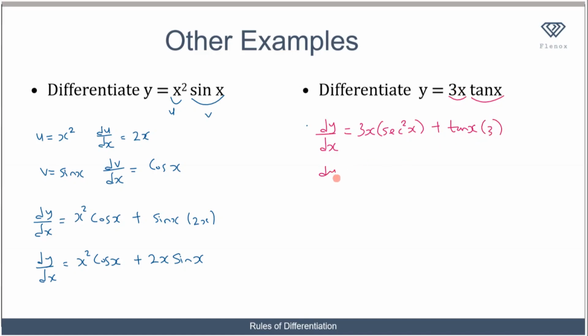So dy over dx will be equal to 3x sec squared x plus 3 tan x. As you can note, these are two different terms, and this x goes with this sec squared, and the 3 goes with the tan, so the 3 has to come before it. So this is just a simple application of the product rule.